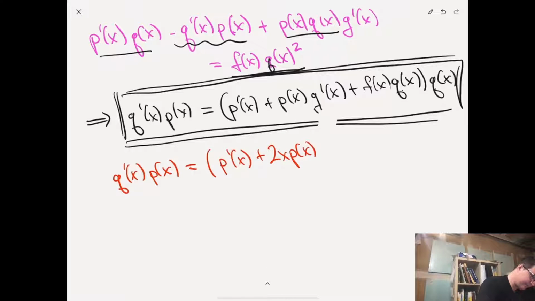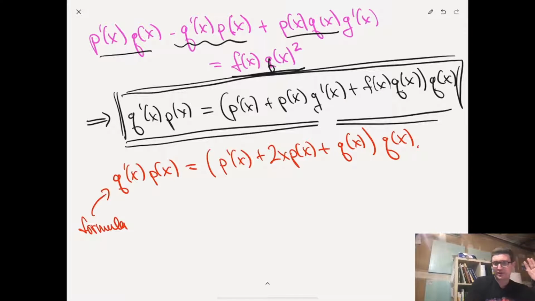2x p of x plus, so we have f was 1, and then we have q of x times q of x here. Okay. So let's make some assumptions on p and q real quick. Okay, so this is the formula we get. Okay, this is the formula that's going to give us a contradiction.